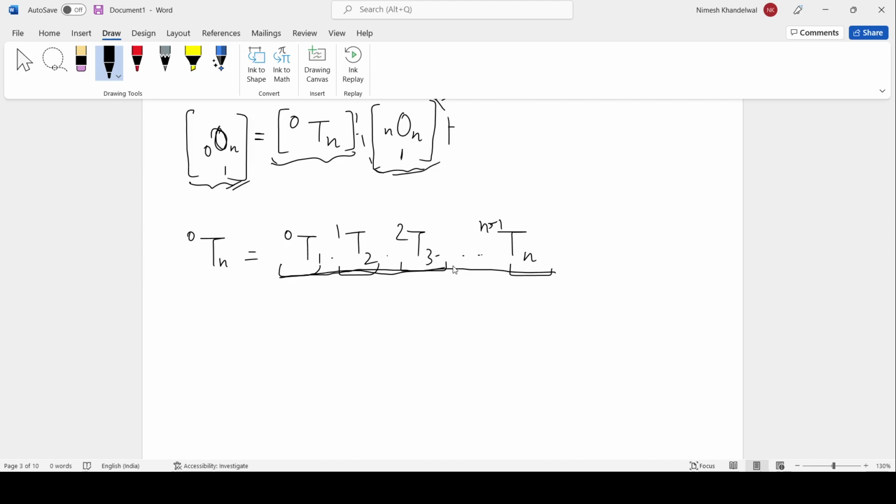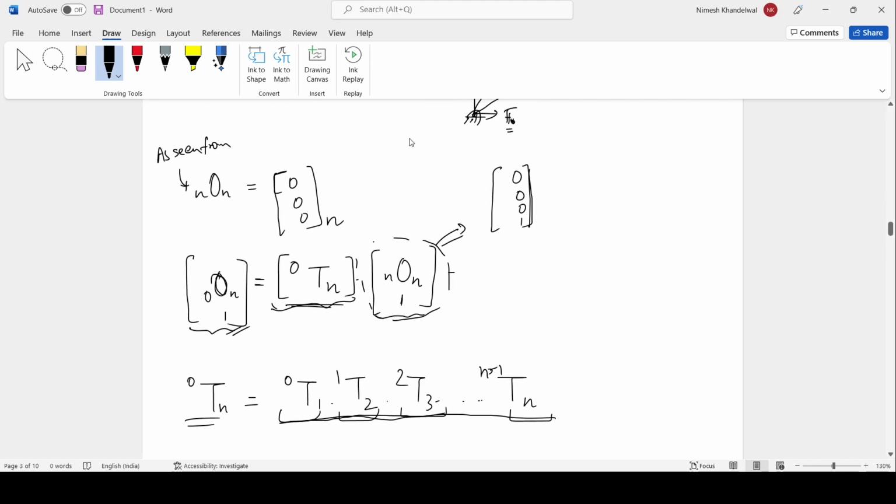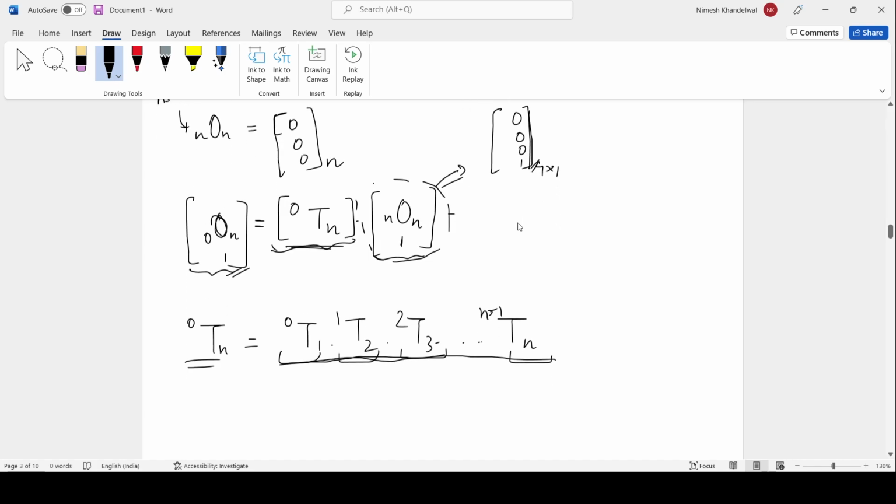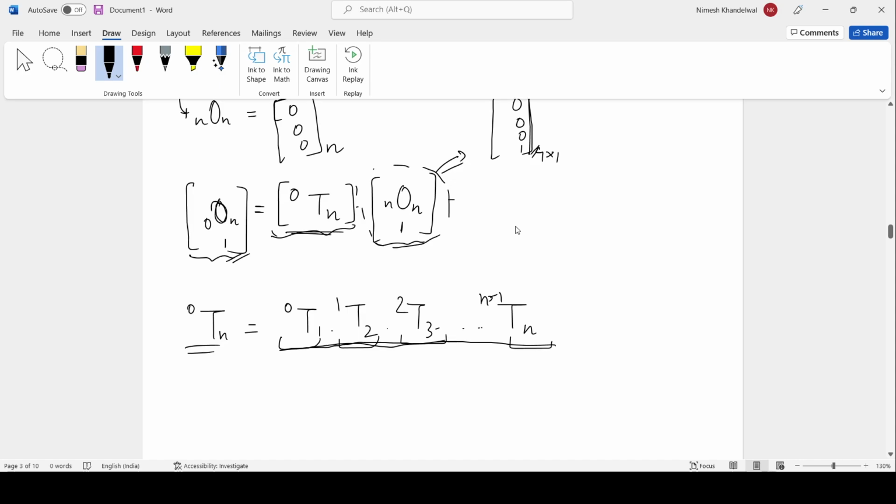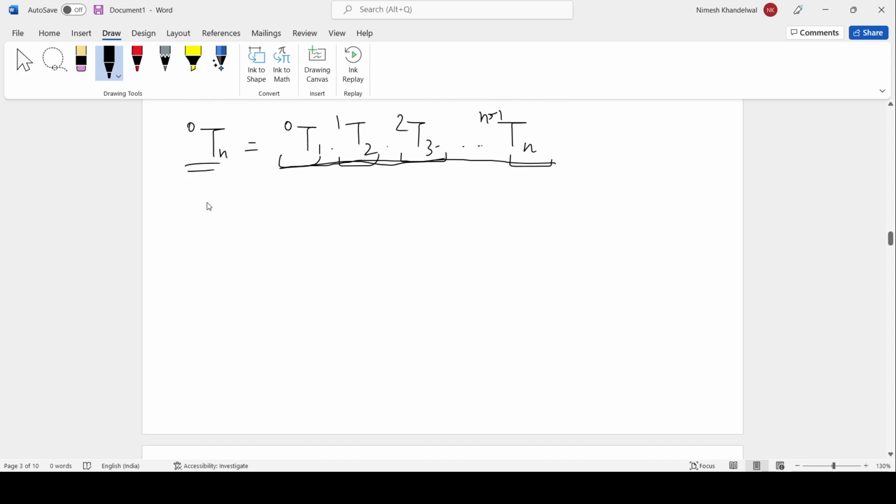Okay, when you multiply them, you will get Tn0. Once you have Tn0, you multiply it by this 4 cross 1 vector. This is a 4 cross 1 vector, right? 0, 0, 0, 1.